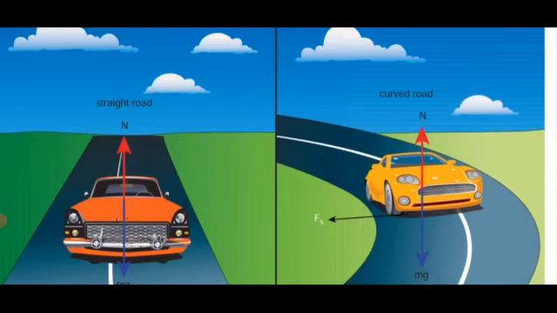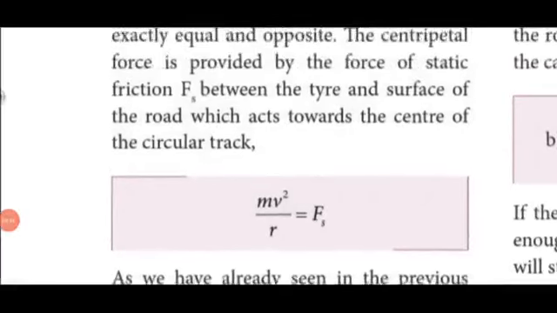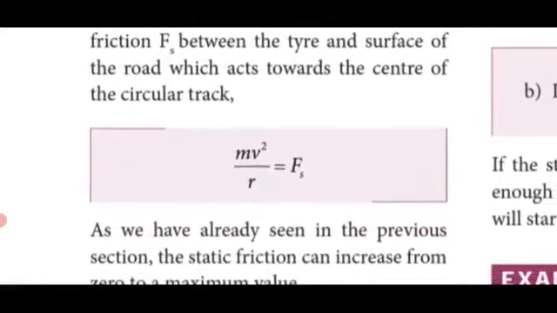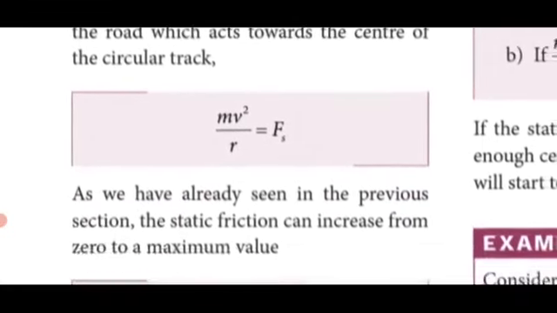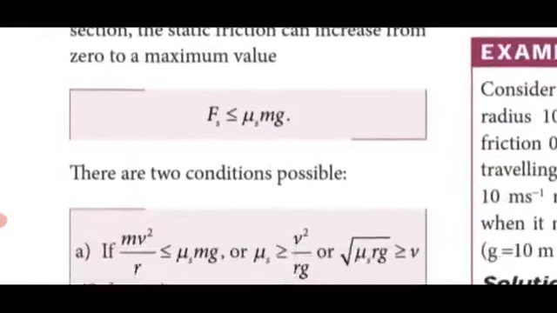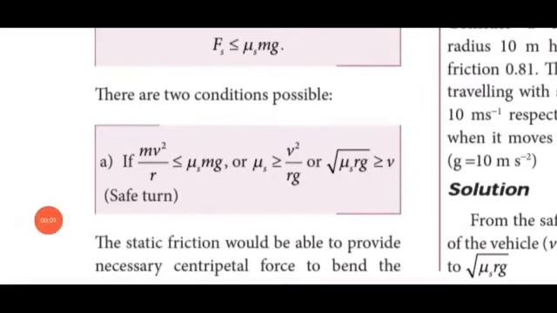So we will see now what is given there. The force of static friction Fs between the tire and the surface of the road, which acts towards the center of the circular track, is given as mv square by r, that is equal to Fs. We already saw in the previous session that static friction can increase from 0 to a maximum value. So Fs is less than or equal to mu s mg, where mu s is the coefficient of static friction. There are two conditions possible in it.